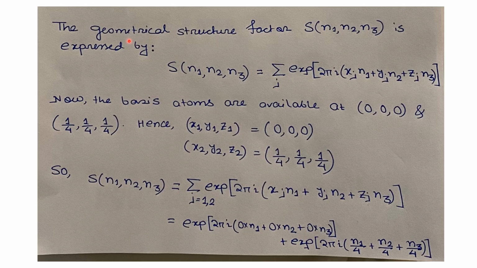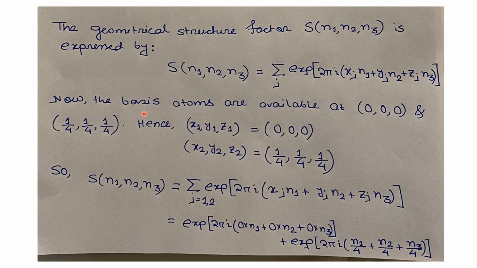Now the geometrical structure factor S as a function of n1, n2 and n3 is expressed by S of n1, n2, n3 equals sum over j of exponential of 2 pi iota times xj times n1 plus yj times n2 plus zj times n3. Here the sum is over the basis and xj, yj, zj is the coordinates of the jth basis.